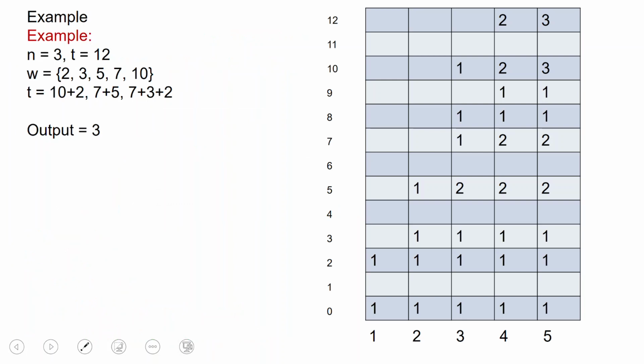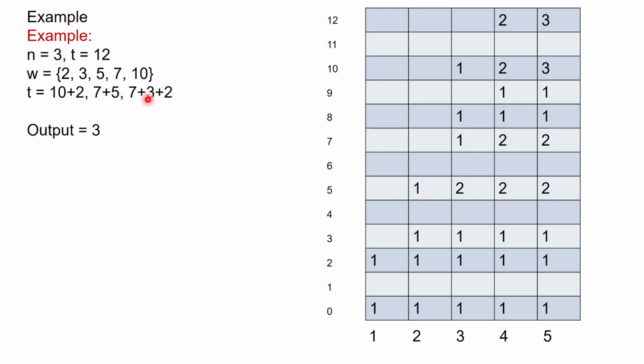Okay, let us now see an example. So we have 5 weights and a target of 12. The weights are 2, 3, 5, 7, 10, and I'm going to think of them in this order. So the first weight is 2, the second 3, and so on. And the output, as we saw earlier, is 3. There are 3 subsets that sum to 12: 10 plus 2, 7 plus 5, and 7 plus 3 plus 2.